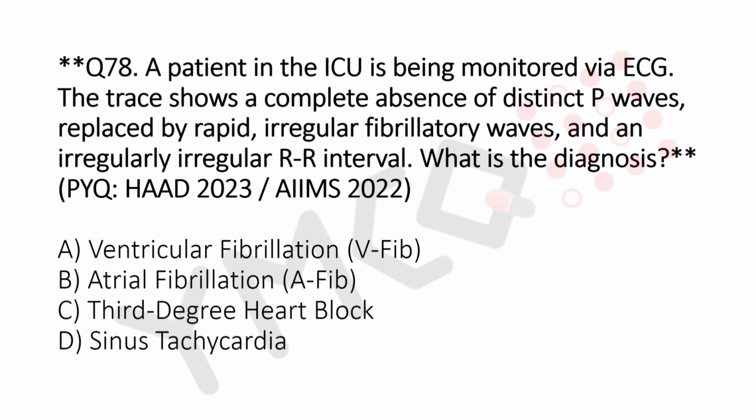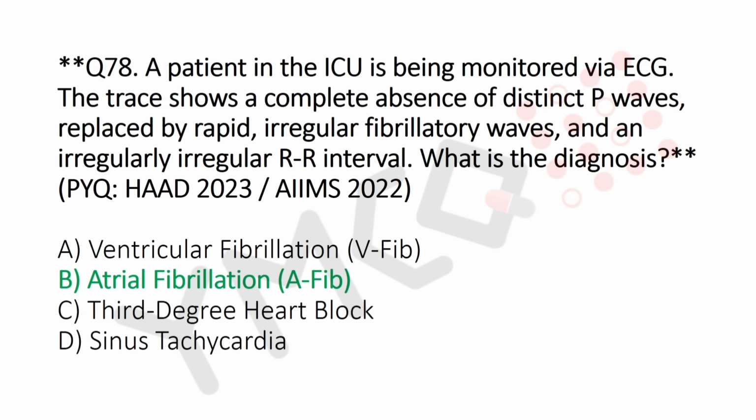A patient in the ICU is being monitored via ECG. The trace shows a complete absence of distinct P waves, replaced by rapid irregular fibrillatory waves and an irregular RR interval. What is the diagnosis? Option A, ventricular fibrillation. Option B, atrial fibrillation. Option C, third degree heart block. Option D, sinus tachycardia. And the answer is option B, atrial fibrillation.